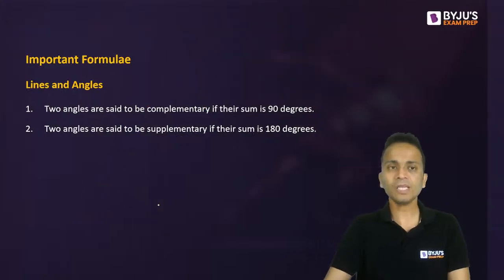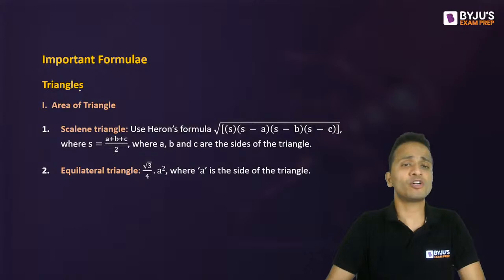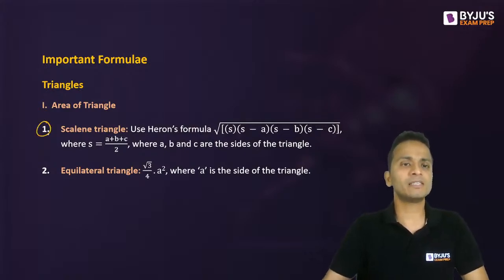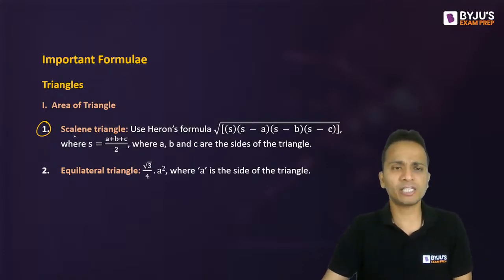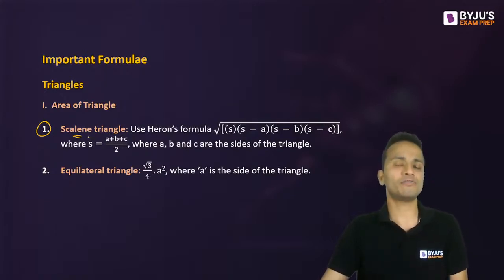All right. Now moving ahead, the next thing is about the formulas for the areas of triangles. Okay. Now, the first formula is for a scalene triangle. Not necessarily is this applicable only for a scalene triangle, but this formula is applicable whenever you know all the three sides of a triangle.